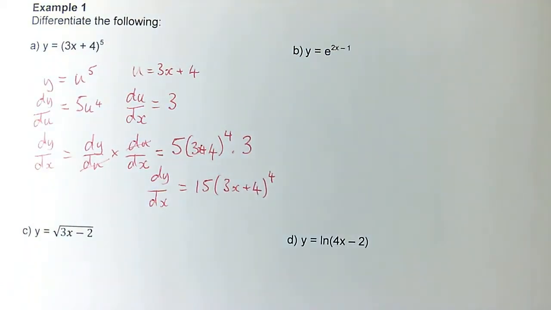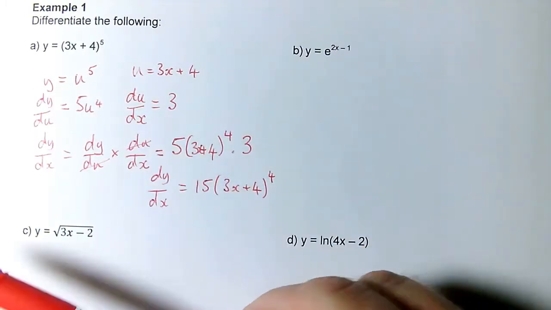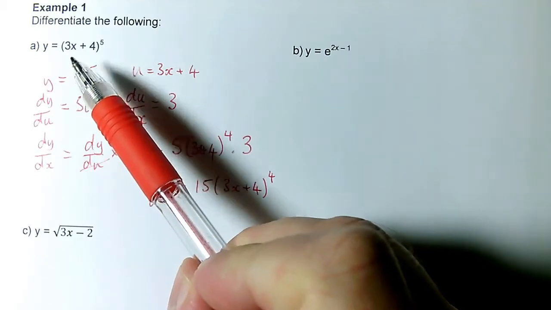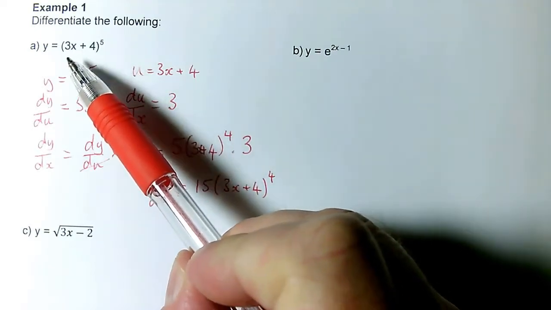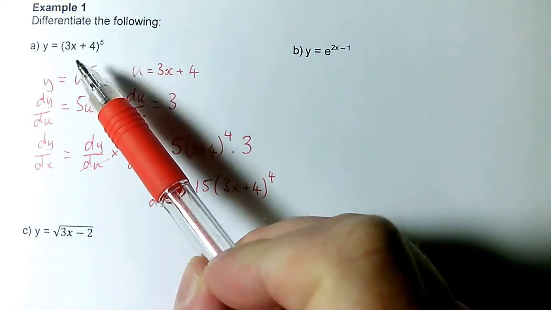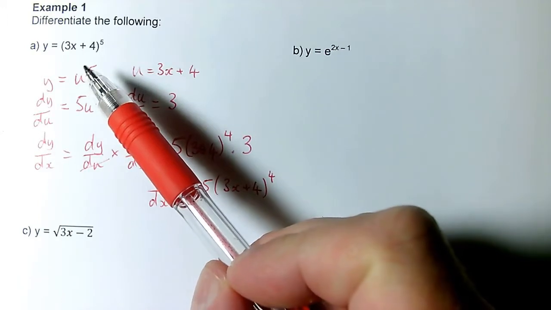So that's how to do it, and you may find that reliable. I call that the long way round, because what I can do is think about the inside function and the outside function. So the way I describe this to myself is I say the inside function is 3x plus 4, and the outside function is a bracket to the power of 5. It's really important you describe that using the word bracket.